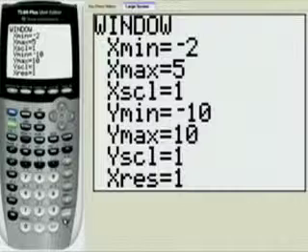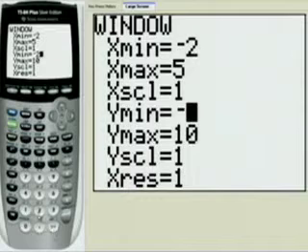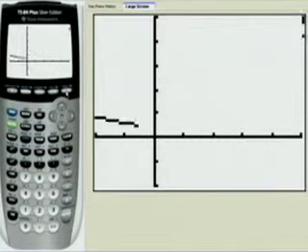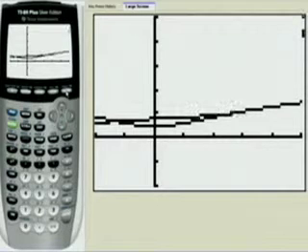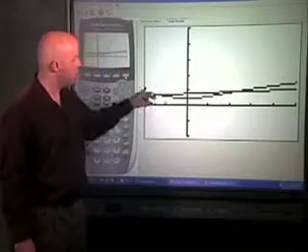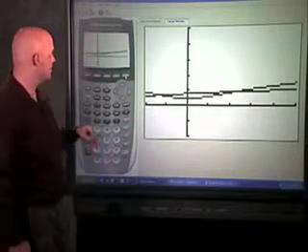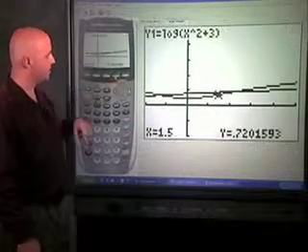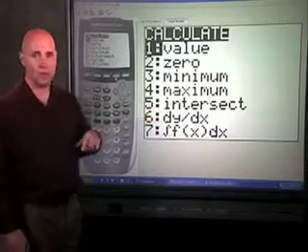For y min, let's use -2 and a y max of 5, and let's graph that. And we see our graph for y1, and here we see the graph of y2 coming through, and we see 2 points of intersection. We get one point over here in the negative side, another point over here in the positive side. We're going to find those 2 points of intersection. We go to our calc menu. We're going to pick option number 5 for intersect.